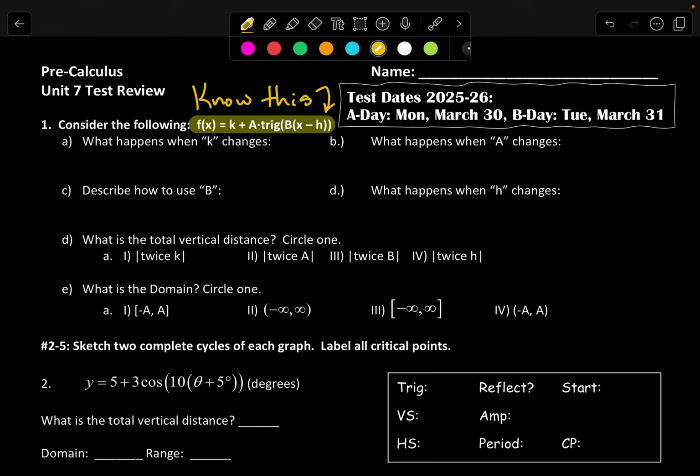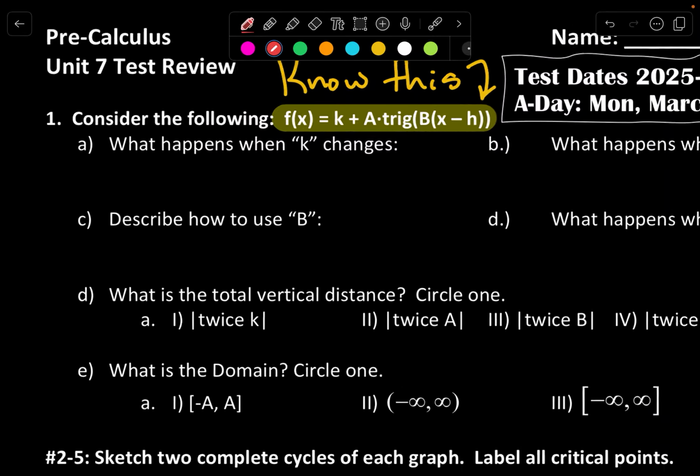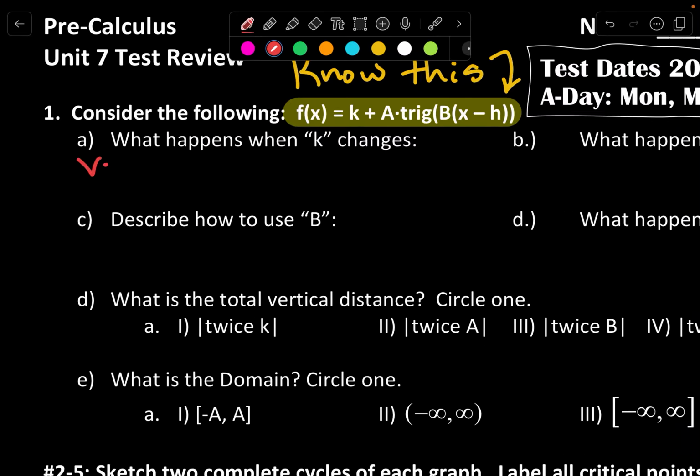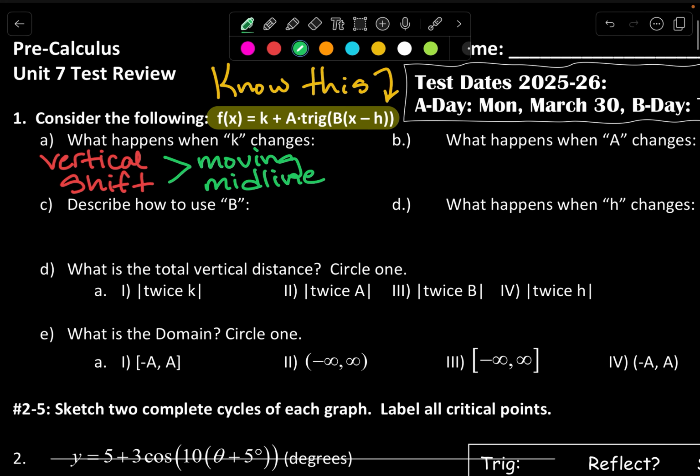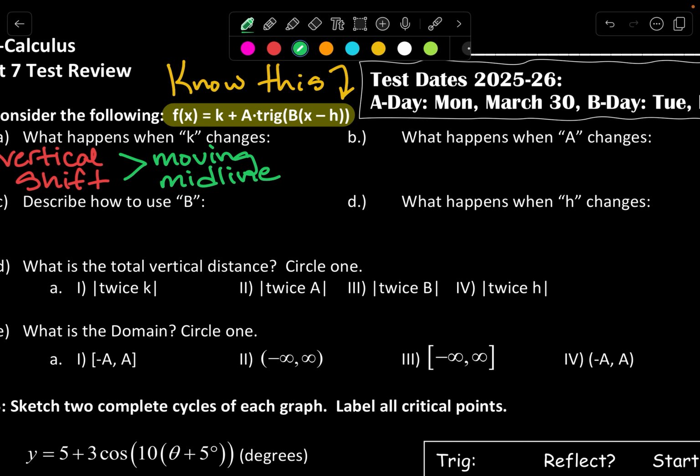So K, which we've been putting out front, changes our vertical shift, and that's really responsible for moving the midline. It moves the midline up or down. Both of our parent functions have a midline of 0. So if you move up, it'll be a number greater than 0. If you move down, it'll be a number less than 0.